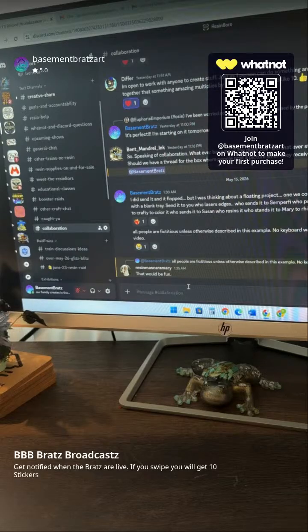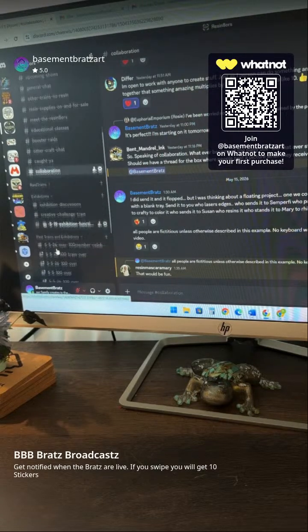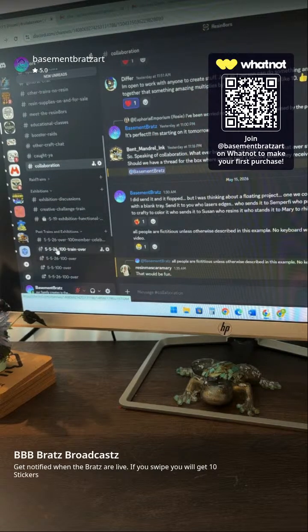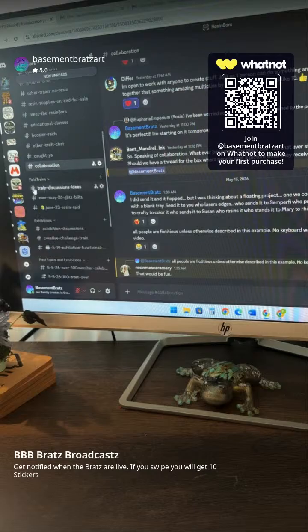Okay, the question of the day: where do I find the raid trains? They are under raid trains. So this is where all the information for our future trains and our current trains are. So right now we have discussions in each one. There's the raid train discussion and ideas.